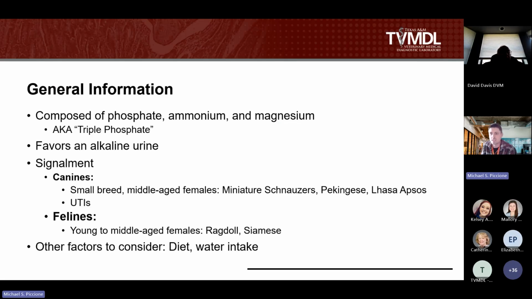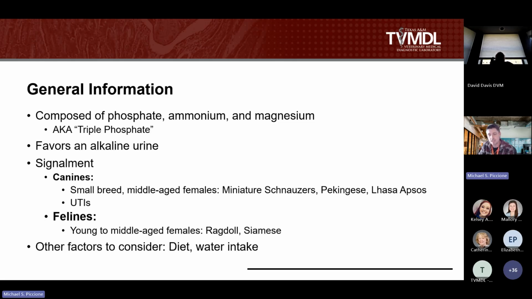So these stones themselves are composed primarily of phosphate, ammonium, and magnesium. And again, all of this is going to be very important from a fundamental or foundational standpoint to help you remember what treatment looks like, or what prevention looks like in some cases. You will hear these stones referred to as triple phosphate. Please keep in mind, as I just mentioned seconds ago, there is a lot more to these uroliths than just phosphates. Don't be misled. These particular stones do favor alkaline urine.